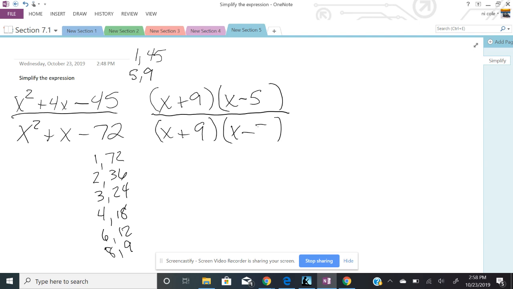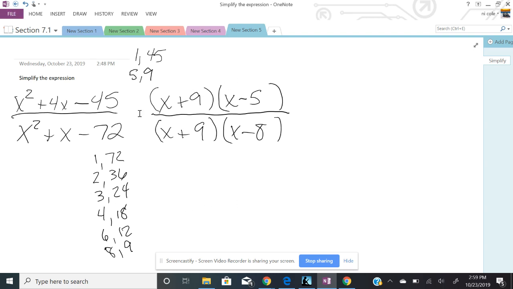So I'm going to put my 9 and my 8. Check the insides. That gives me a positive 9x. Check my outsides. Gives me a negative 8x. Sum that up, and that gives me a positive 1x, which is exactly what I want. All right. So now I've factored it completely.